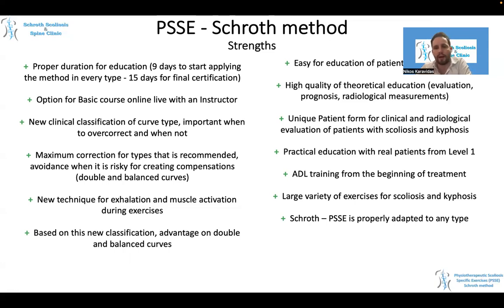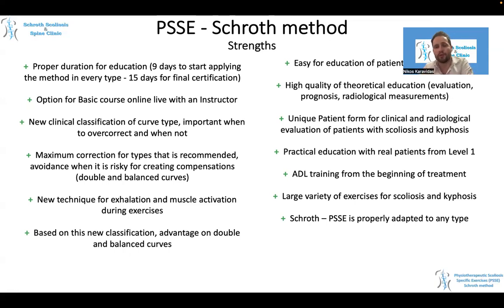We have some practical education with real patients, even from level 1. And we have the activities of daily living training from the very beginning of the treatment. We have a large variety of exercises for scoliosis and kyphosis. So most probably the largest variety from any other school. So in the first 9 days, the therapists have already learned so many exercises that they can have a lot of options on how to treat their patients.